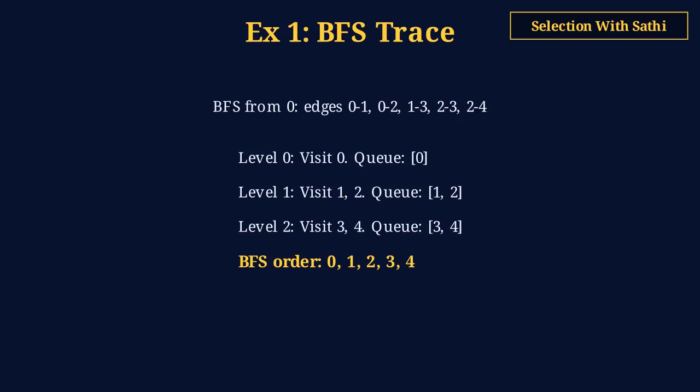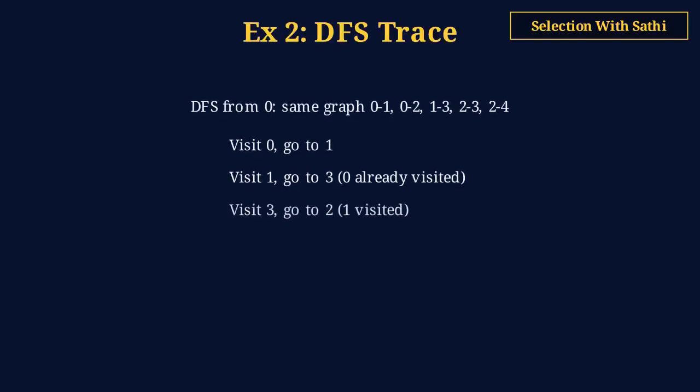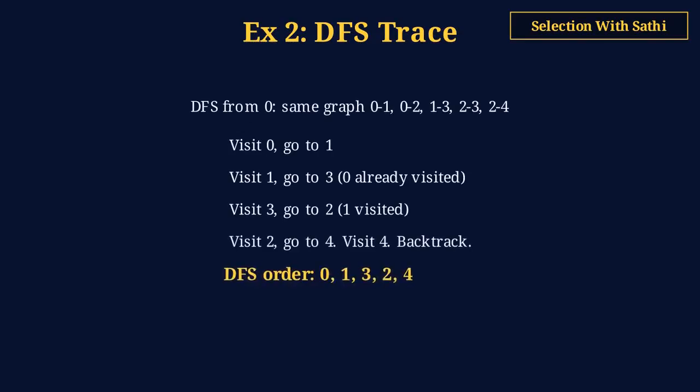Level by level. Now DFS from node 0 on the same graph. Visit 0, go to first neighbor 1. Visit 1, go to neighbor 3 since 0 is already visited. Visit 3, neighbors are 1 and 2. 1 is visited, go to 2. Visit 2, go to neighbor 4. Visit 4, no unvisited neighbors. Backtrack. DFS order is 0, 1, 3, 2, 4.